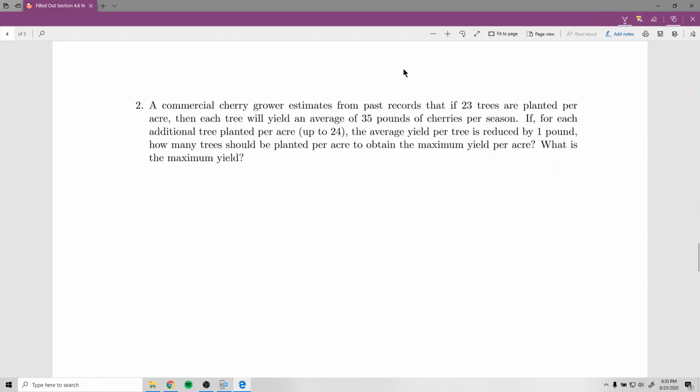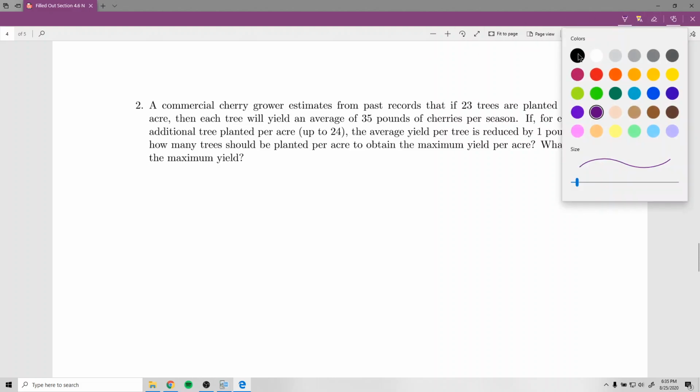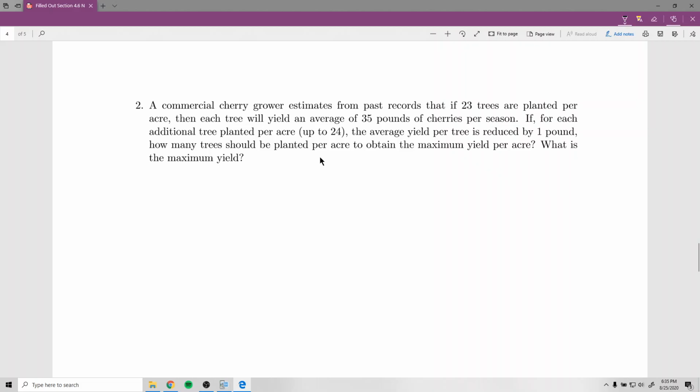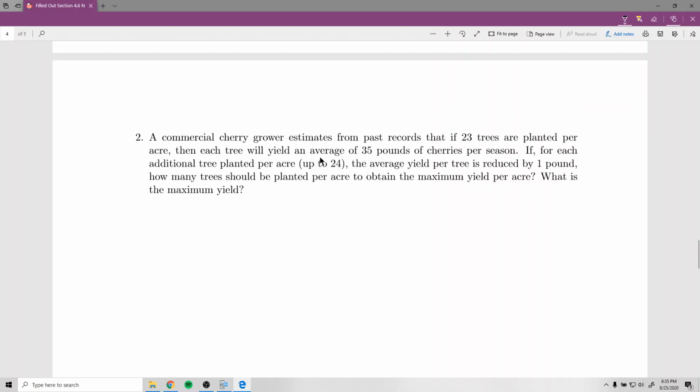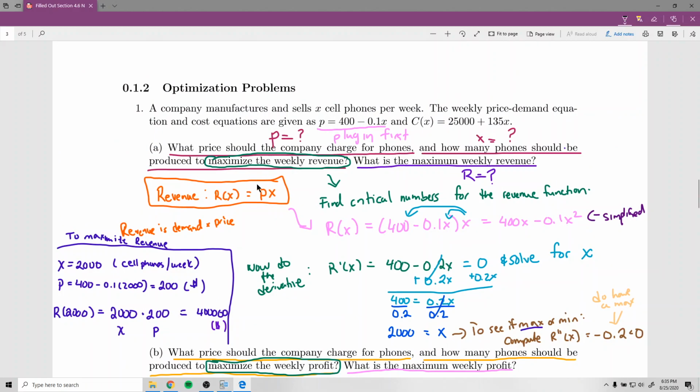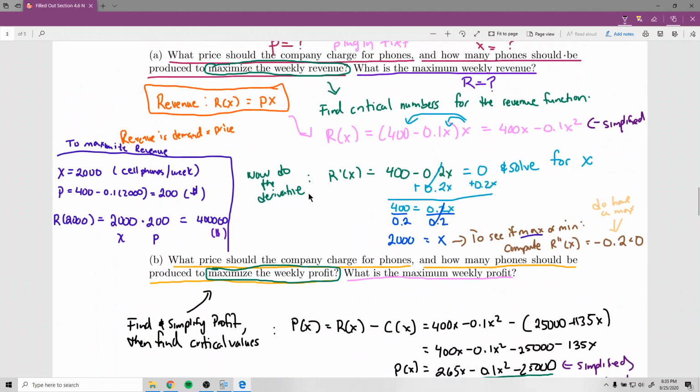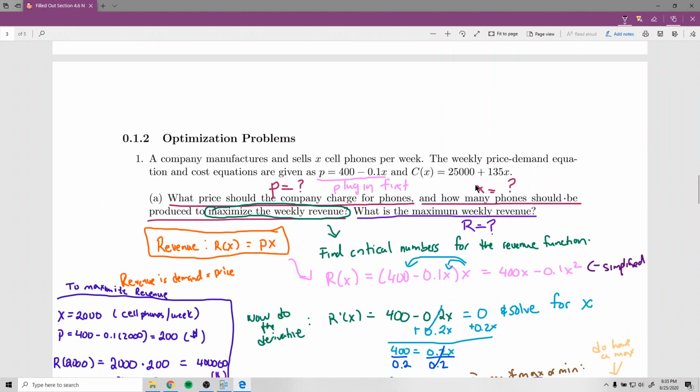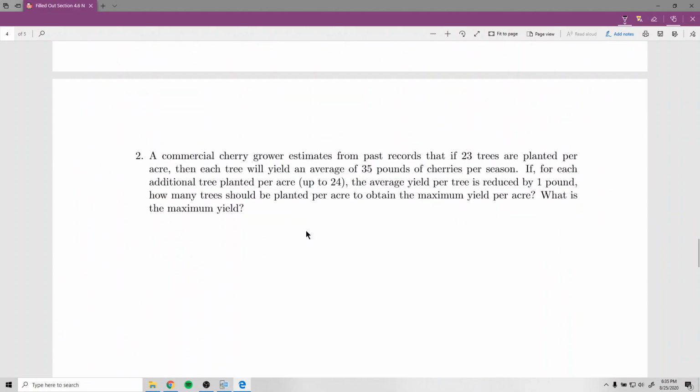All right, so the next problem here simulates more so the other problems in this section where you have to come up with the equation all by yourself. Now the previous one, we did have to use that revenue was price times demand. So we did have to use that, but the price and the cost equations were given to us. This one we have to figure out all by ourselves.